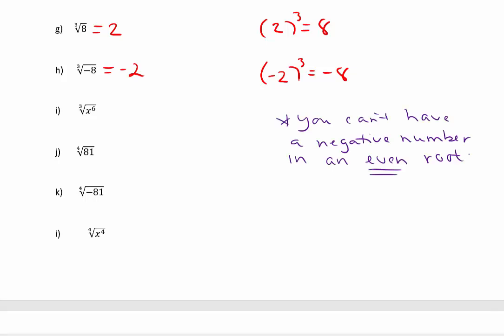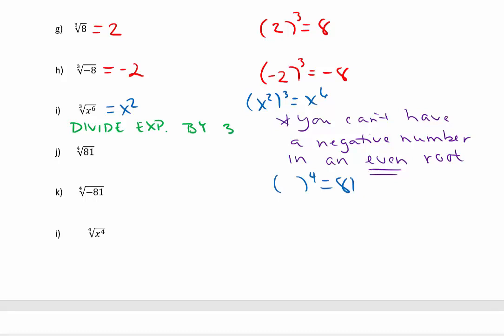And so the idea is you can't have a negative number inside an even root, like a square root. But if the root is odd, like a cube root or a fifth root, then it's fine to have a negative number. If I want to take the cube root of something with an exponent, I can actually just divide that exponent by 3. So cube root of x to the 6th is x squared. And the reason we divide by 3 is because if you're cubing something, you would multiply that exponent by 3.